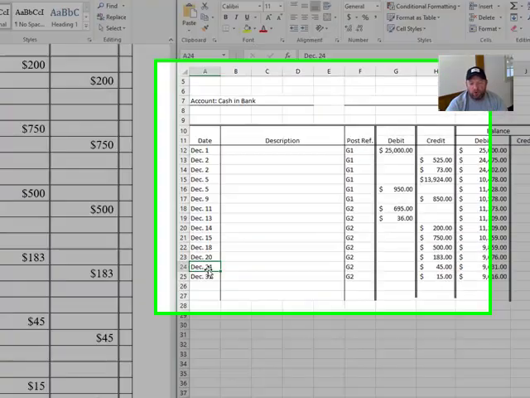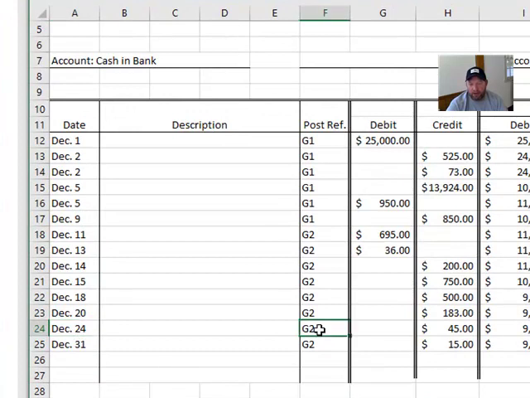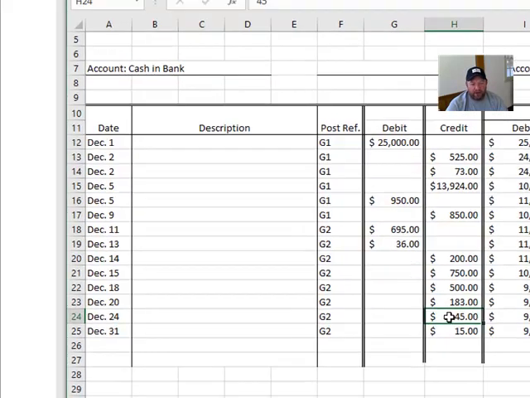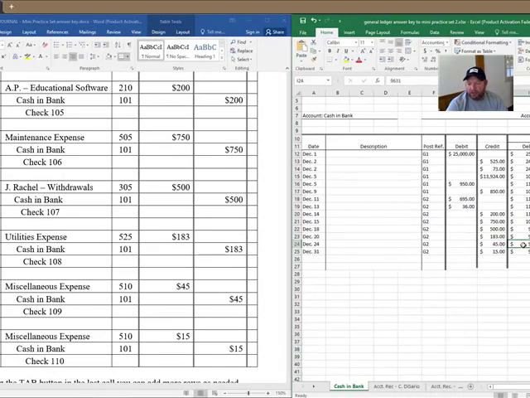On the 24th, she had miscellaneous expense as well. Again, G2, I don't remember again what this source document indicated her expenses were. Oh, I do. She was buying some stamps, if I'm not mistaken. Credit for $45. She's writing a check. New balance, $9,616.